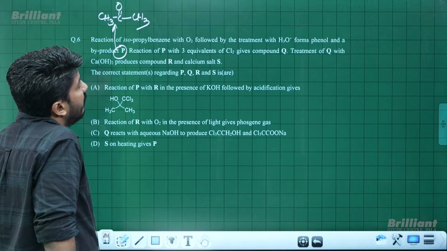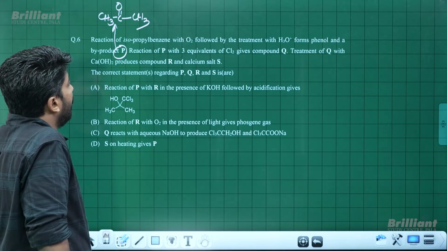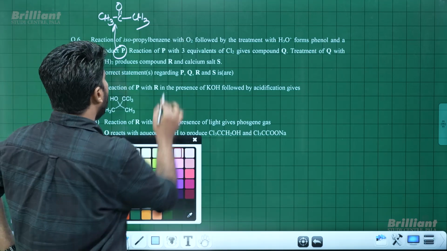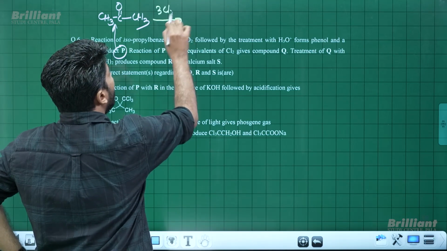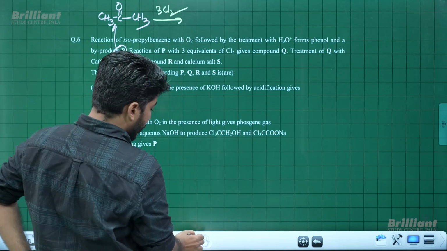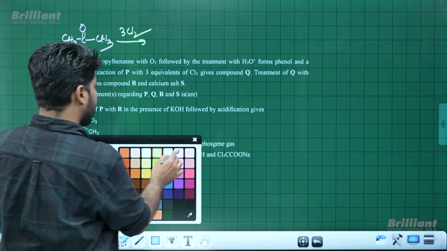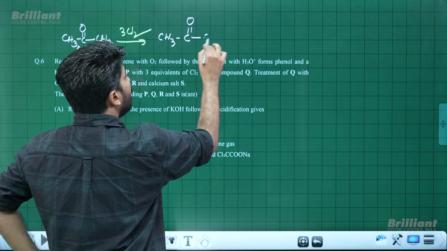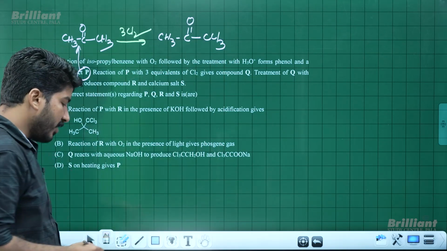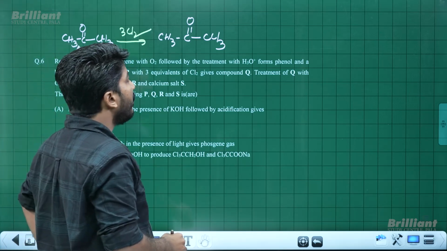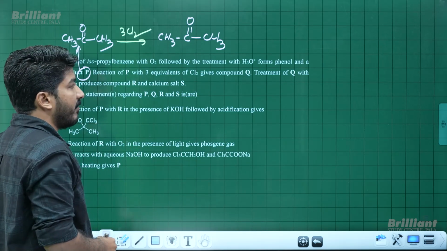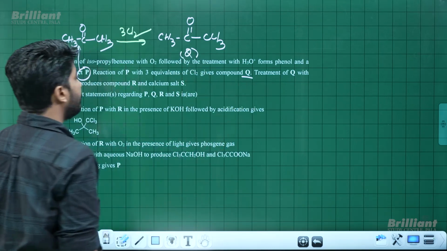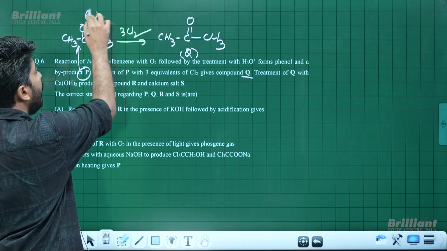after oxidation of cumene. So now we are doing the reaction of P, the reaction of acetone. Acetone on treating with 3 equivalents of chlorine gives a compound called Q. So that would be CH3COCCl3, right? So 3 equivalents of chlorine will give us a trichloro product. So it is a substitution reaction. Let's call it Q. So we got P, we got Q also.